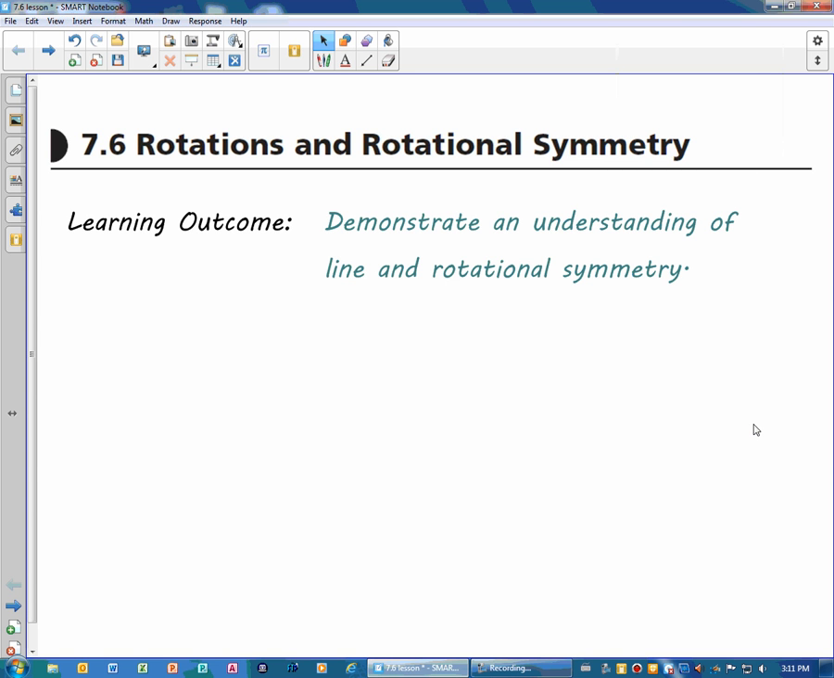7.6 Rotations and Rotational Symmetry. Your learning outcome for this lesson is to demonstrate an understanding of line and rotational symmetry.